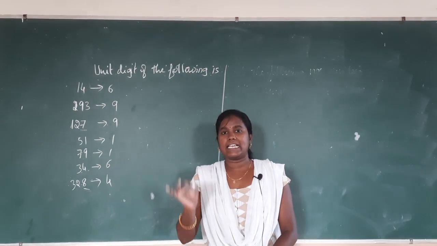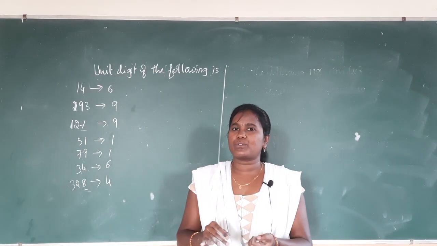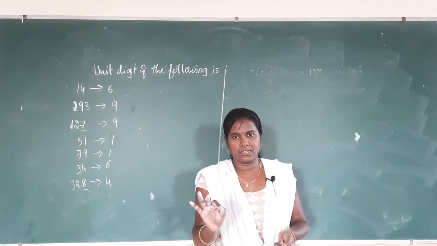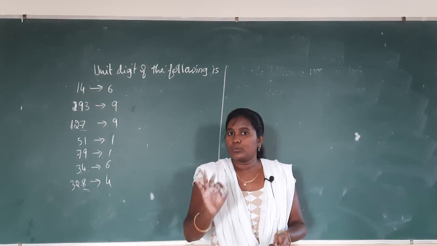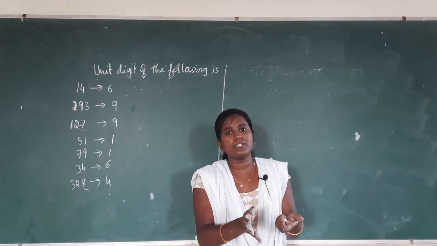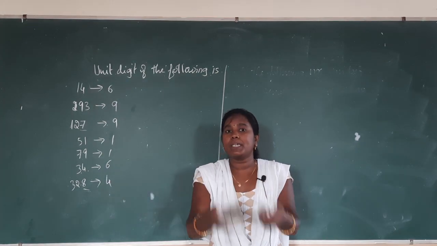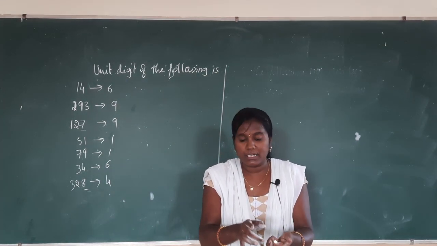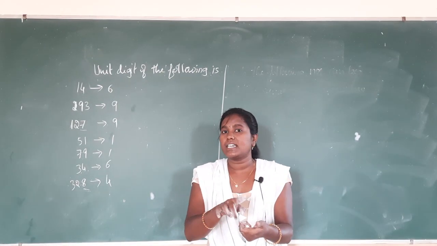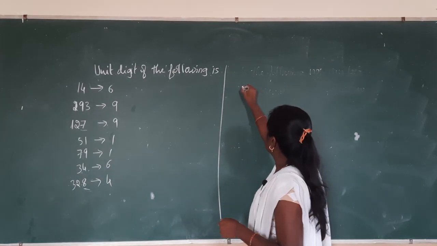By observing the last digit of a given number, write whether the given number is a perfect square or not. Yes, we know that if the numbers are ending with 0, 1, 4, 5, 6, 9, those may be perfect squares. But the numbers which are ending with 2, 3, 8 are not perfect squares. That we know already.